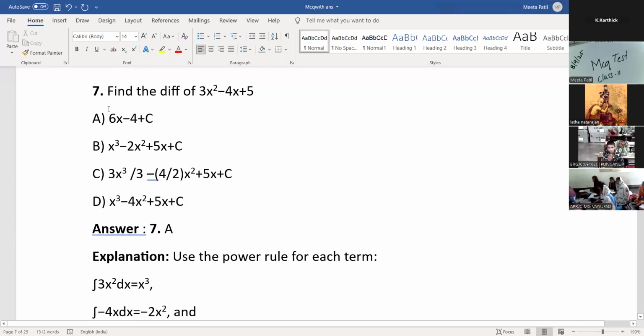Okay, for the seventh one, you have the differentiation of 3x square minus 4x plus 5. The differentiation will be 6x minus 4. This is not C, so I have changed this question. You won't get a C over there. So A will be the correct answer.